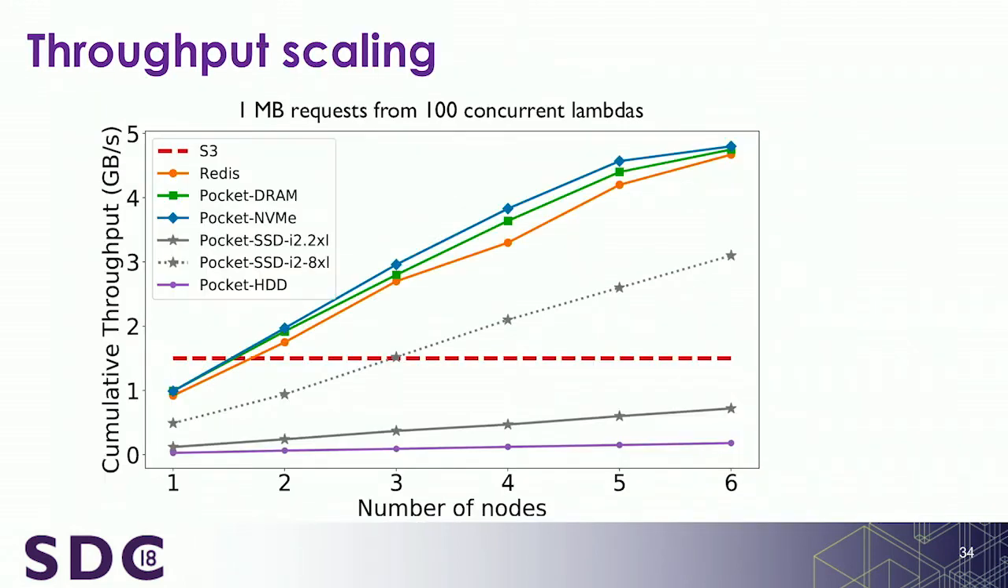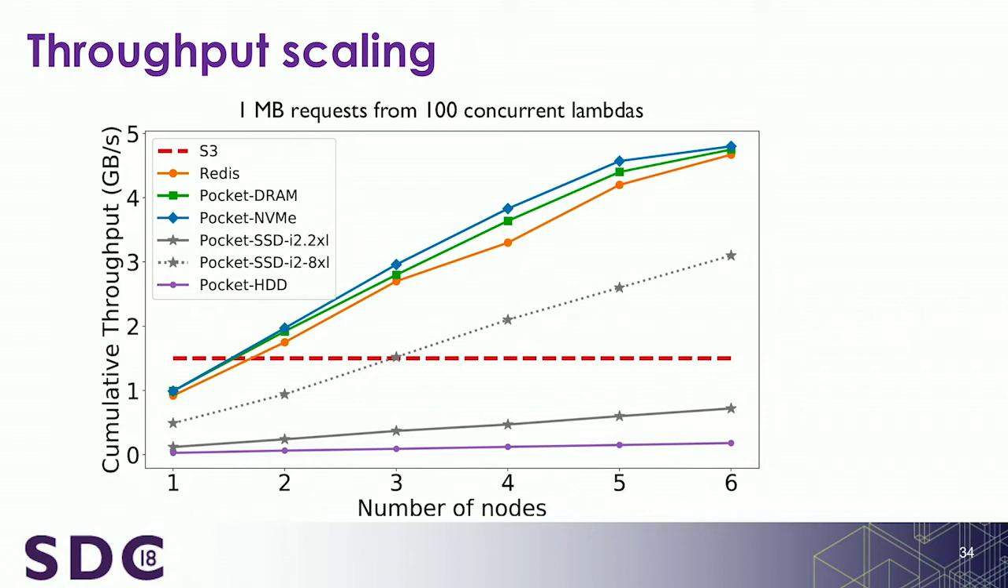The next thing we look at is throughput scaling. So, of course, if we increase the number of nodes in our cluster for Pocket and Redis, we're going to see higher and higher throughput. So we compare what is the throughput per node and how do they scale for the different Pocket tiers. And we compare this against S3 and Redis. So the S3 line is flat because we don't actually control the number of nodes in S3. The throughput we get is what it is.